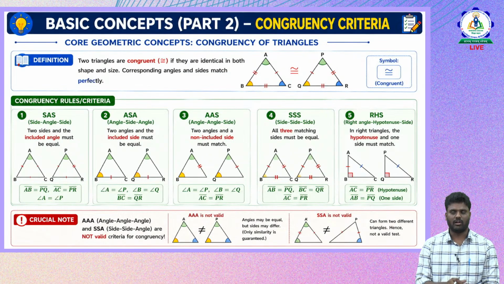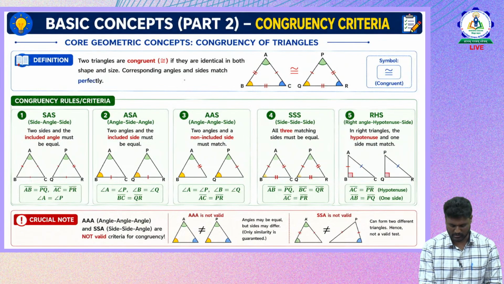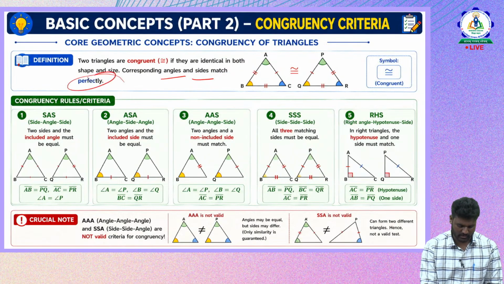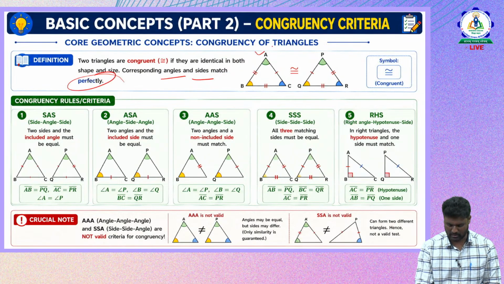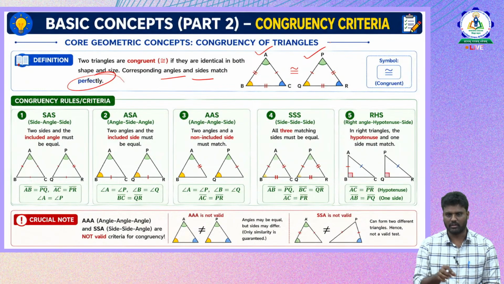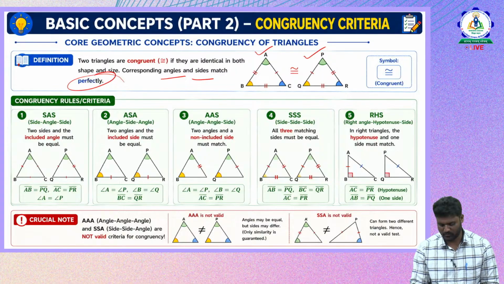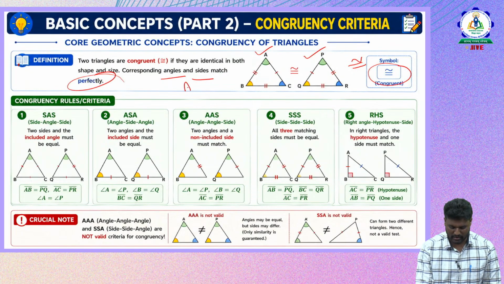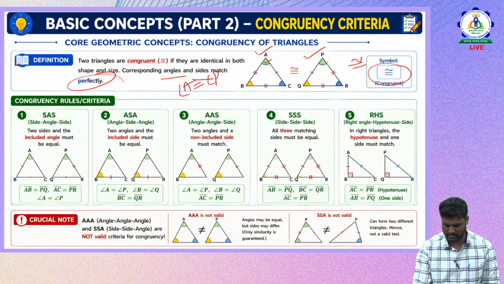So in congruent triangles, the corresponding angles and corresponding sides must match exactly and perfectly. Then we say that triangle 1 and triangle 2 are congruent. For example, we represent congruence with the symbol of an equal sign with an approximate sign. Where angle A is equal to angle P, angle B is equal to angle Q, and angle C is equal to angle R.